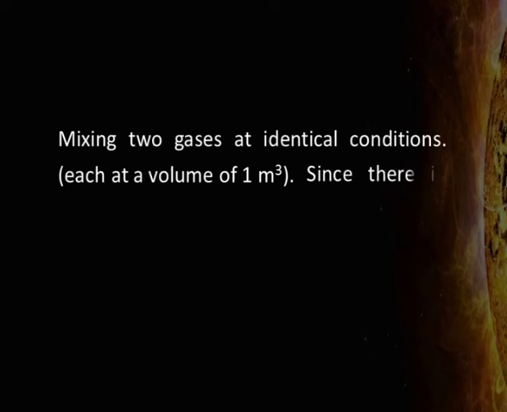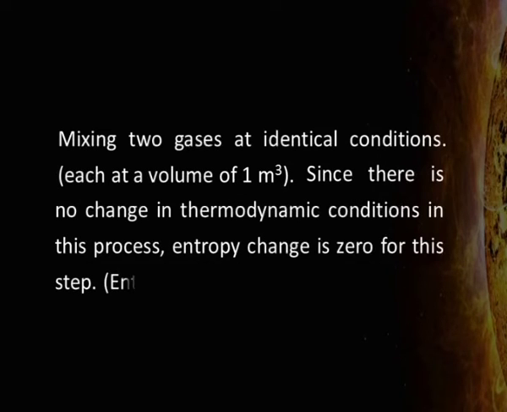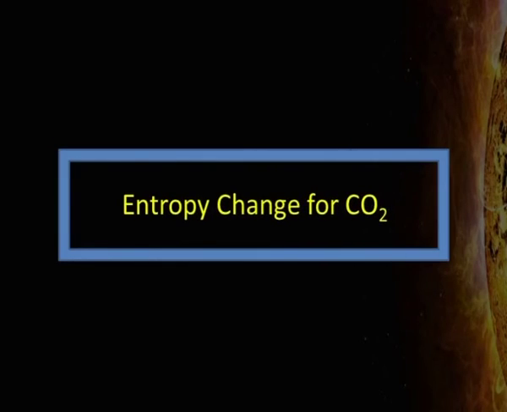Since there is no change in thermodynamic conditions in this process, entropy change is 0 for this step. This is so because entropy change is a state function. Now, we will calculate the entropy change for both the individual gases and add them both to get the total entropy change for mixing of two gases. First, we will calculate the entropy change for carbon dioxide.